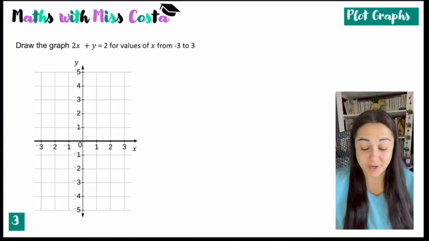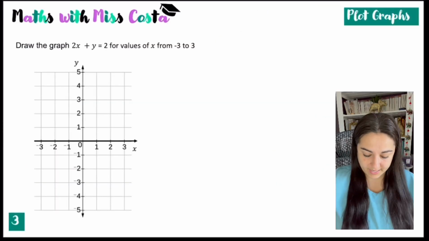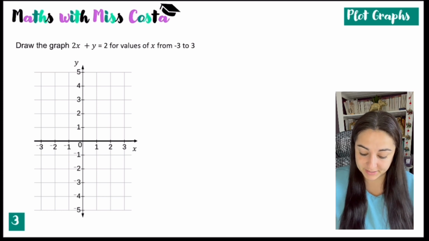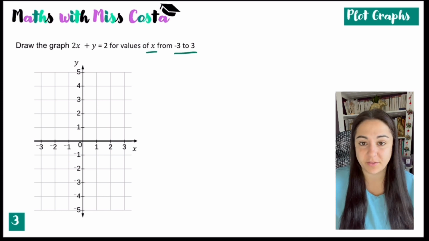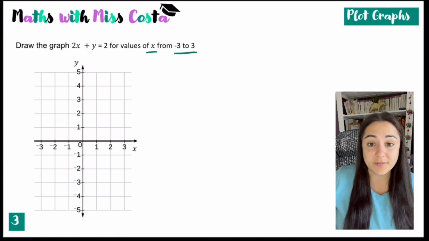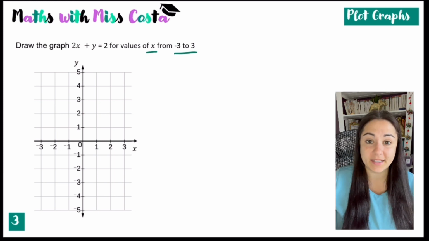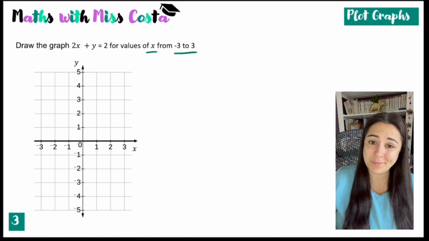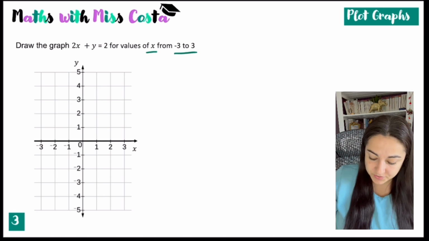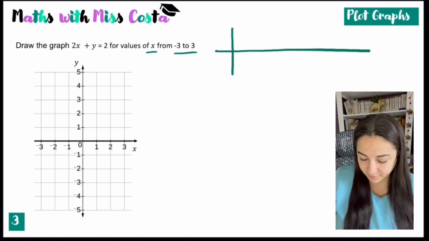So in this question, I'm being asked to draw the graph 2x plus y is 2 for the values of x from -3 to 3. Now, when you're being asked to draw a graph, sometimes they're going to give you a table of values and ask you to fill it in. And sometimes they're going to be mean and they're not going to. So it's up to you to realise that you need to draw a table of values.